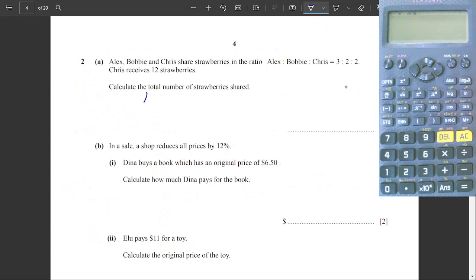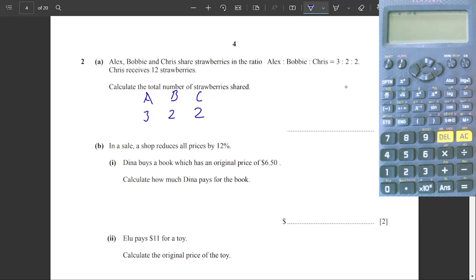Question 2a, we got Alex. Let's just put A for Alex. We got Bobby and we got Chris. And the ratio of strawberries shared is 3. Alex gets 3 strawberries and Bobby and Chris each get 2. So Alex gets more. He's the favorite.